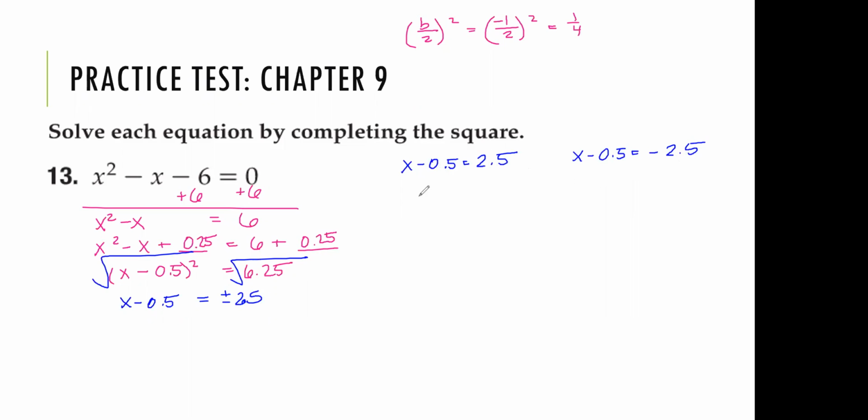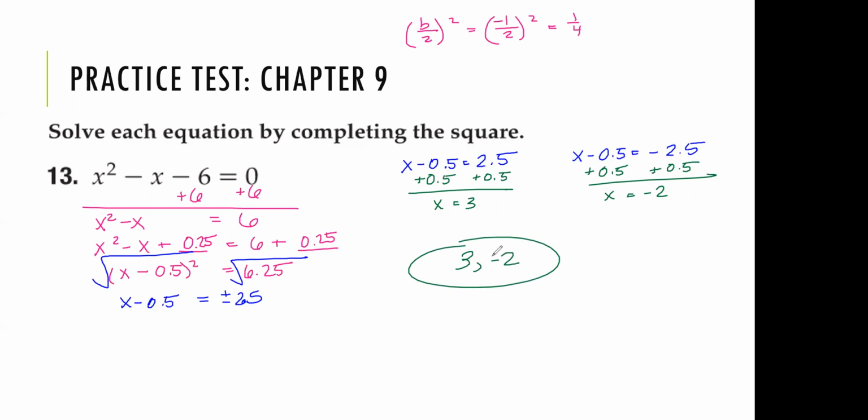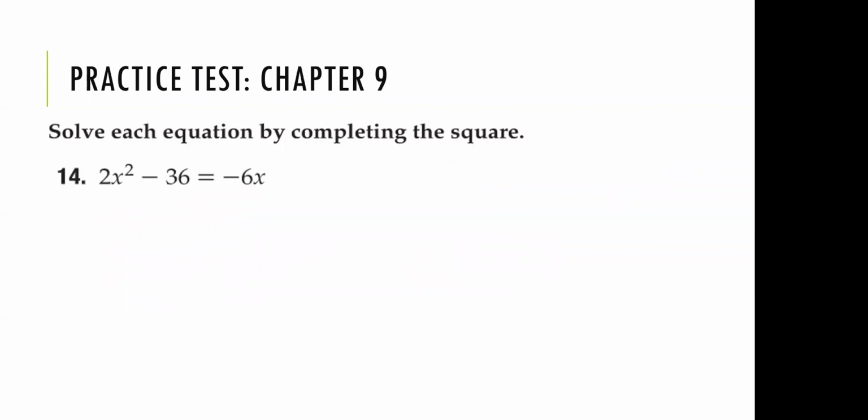Okay. All right. So here I would then add 5/10 to both sides. So x equals 2.5 plus 1/2 is 3. And here I would add 5/10. So x is equal to negative 2.5 plus 1/2 is going to be negative 2. So my solutions are 3 and negative 2. Okay. All right. Next problem here.